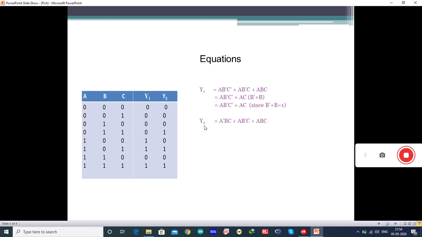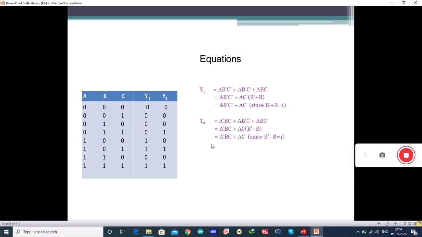Similarly, write it for Y2. You have this one here, A bar, B, C plus this one, A, B bar, C plus A, B, C. Let us simplify this in the same way. I've taken AC common, B bar plus B. So you remain with A bar, B, C plus AC.